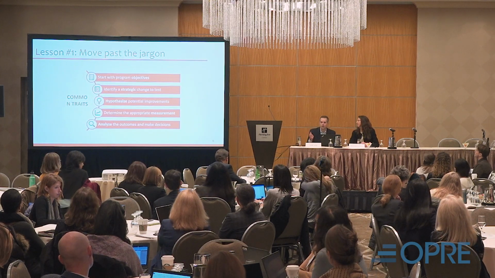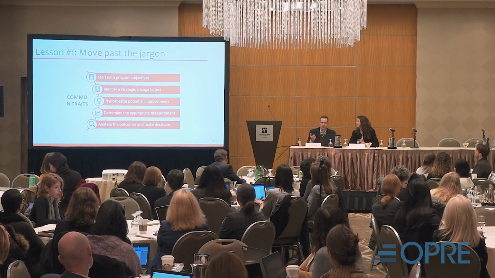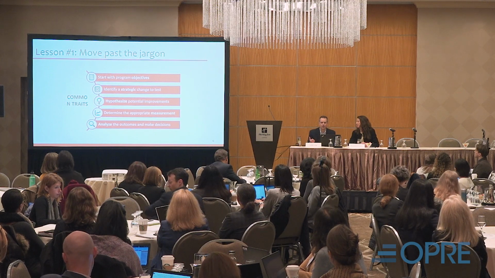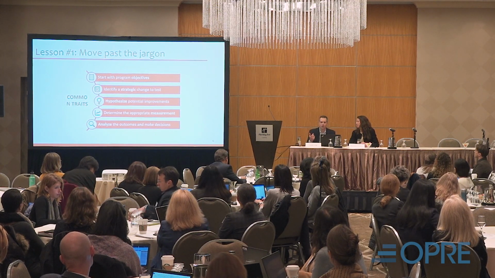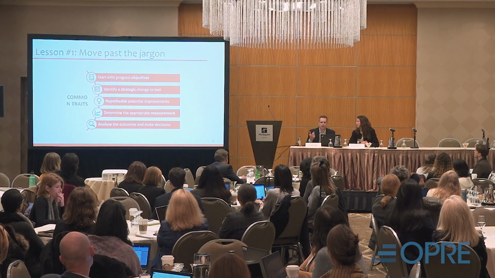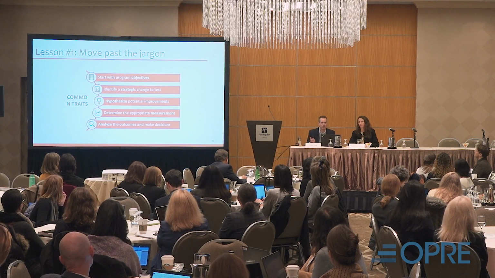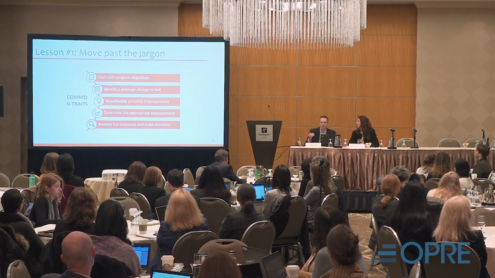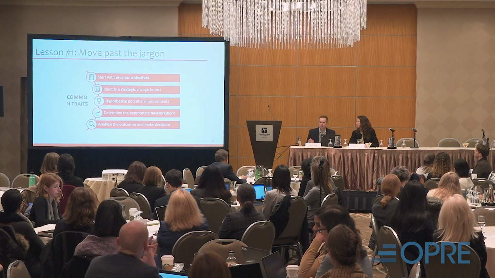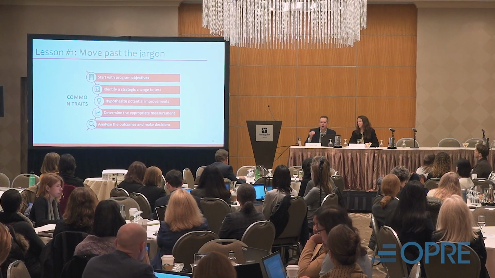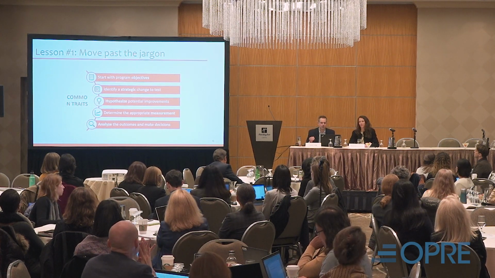So there are important differences among some of the program improvement methodologies that we'll be talking about. But in general, we think they share a common set of principles, this common backbone. They all start, either implicitly or explicitly, with a set of objectives. What is it you're trying to achieve? What are you trying to change? They identify a strategic element, something to test to see if you can help achieve that objective.